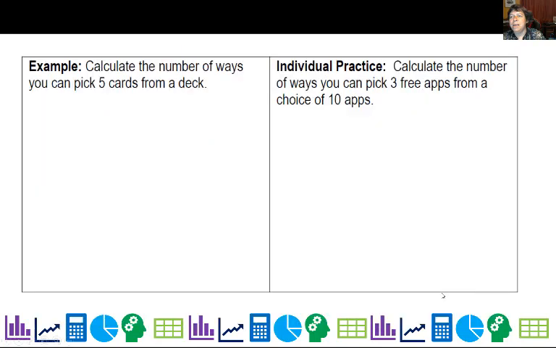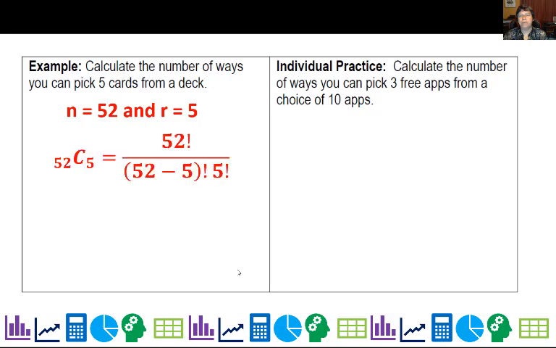All right. So calculate the number of ways you can pick 5 cards from a deck. So n is 52 and r is 5. So I would go 52 factorial over 52 minus 5 factorial, 5 factorial, which is 2,598,960. This is a combination because we're doing 5 cards in a deck and order doesn't matter, so I'm doing combination, not permutation.